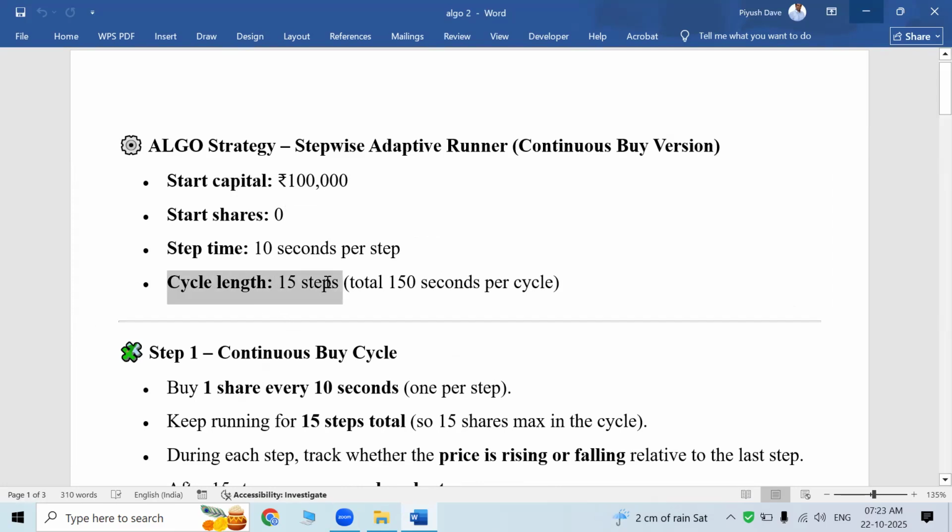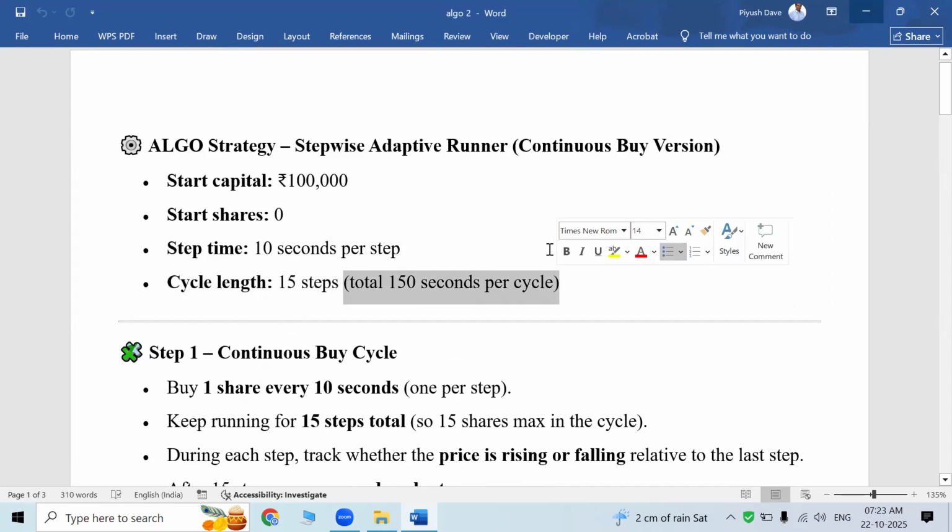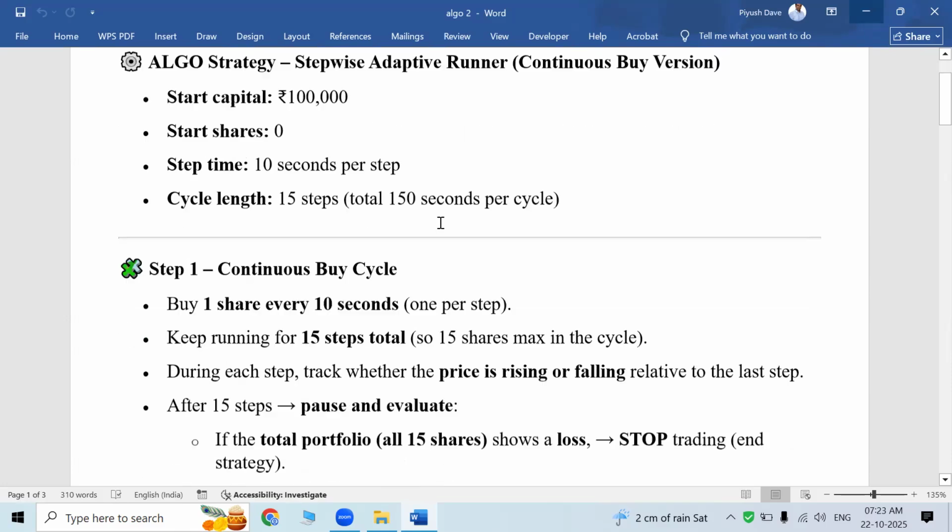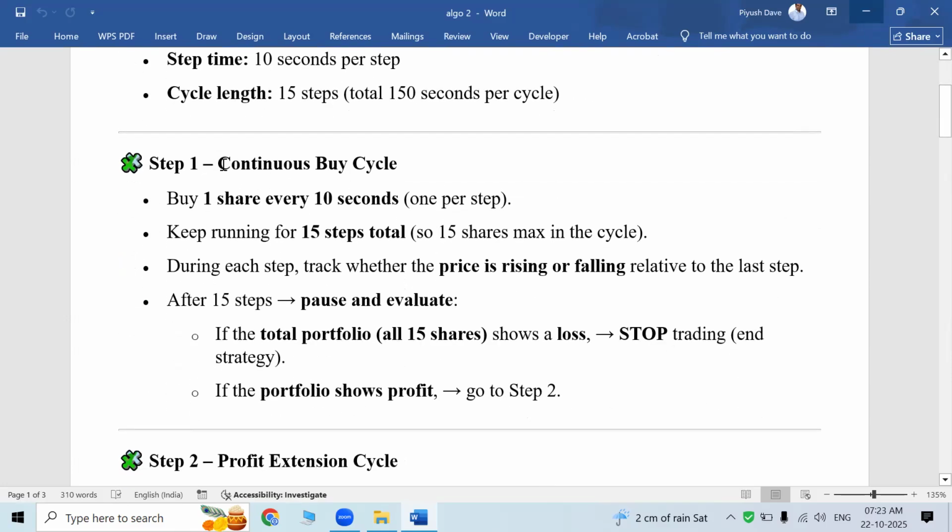Okay, it's a cycle of 15 steps. So this strategy will work for 150 seconds. And multiple times we can run this strategy throughout the day. Okay. So first part is the continuous buy cycle. We are at step number 1. So we'll buy 1 share every 10 seconds. So after 15 steps, we will have 15 shares with us when we reach 150 seconds of the cycle start.